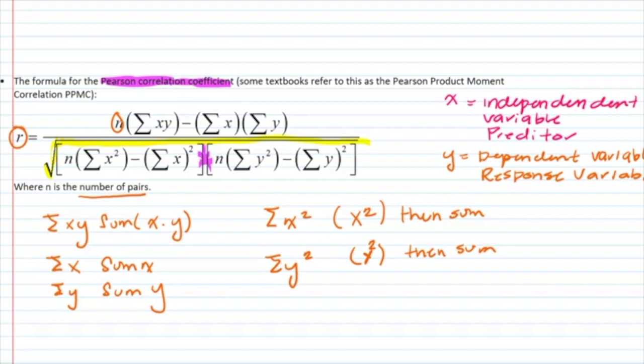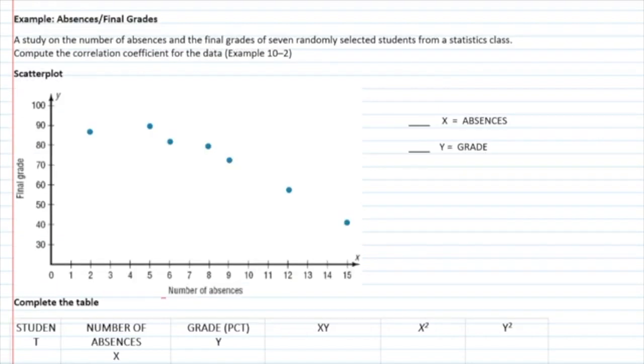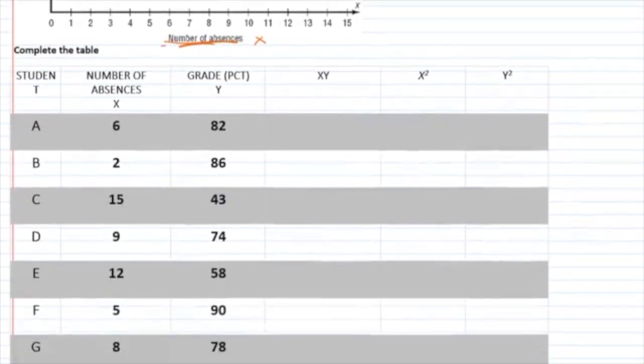So let's do our first example. Our first example is absences and final grades. X is going to be our IV. Y is grades, and it's going to be our DV. So absences is here, X, Y. And you can see there's a relationship in the data set just by looking at the scatter plot. It's definitely going down. As the student has more absences, the grade goes down. Okay, that makes sense to me.